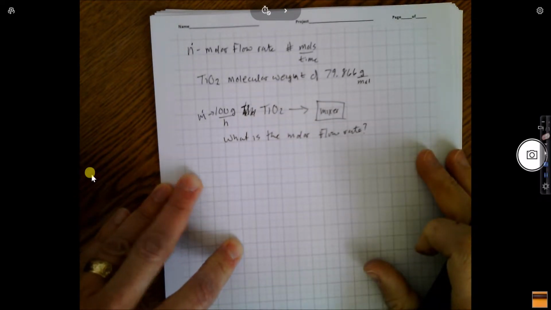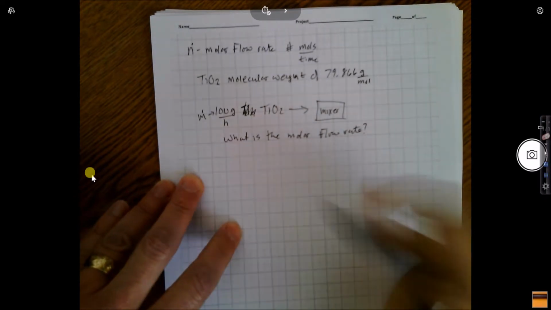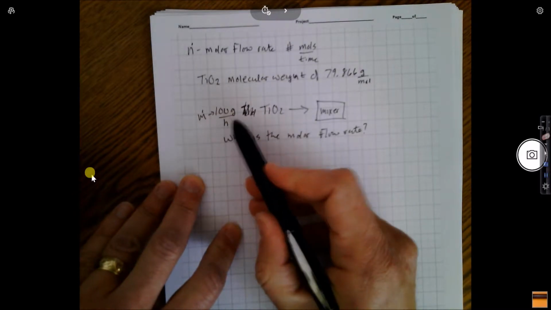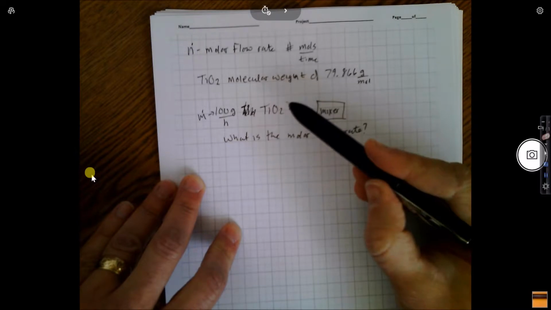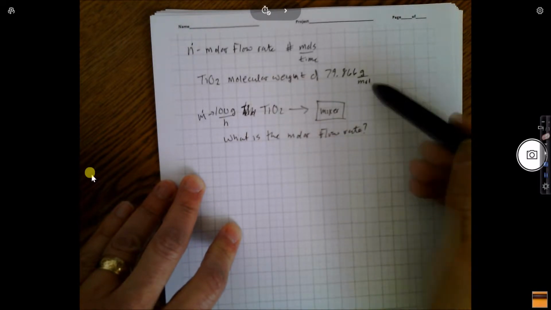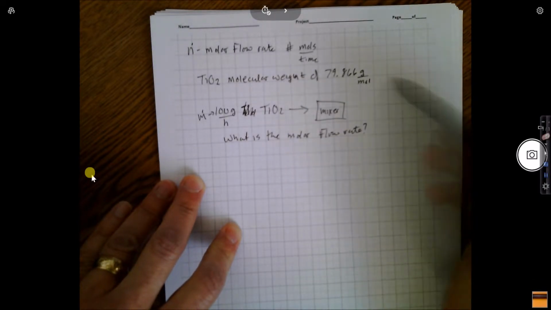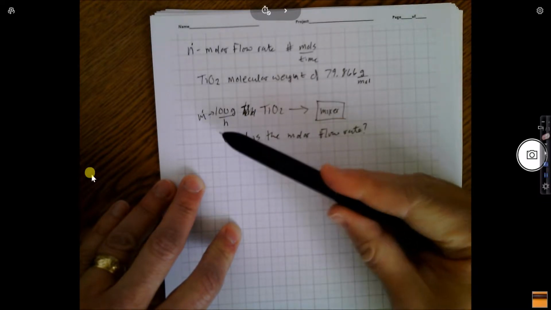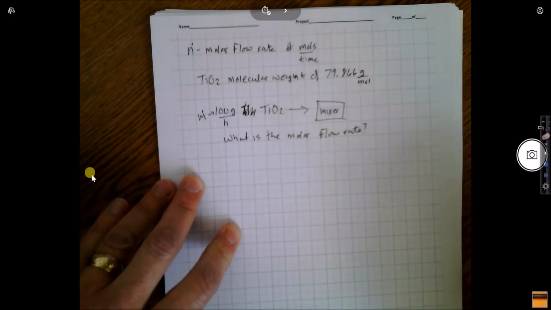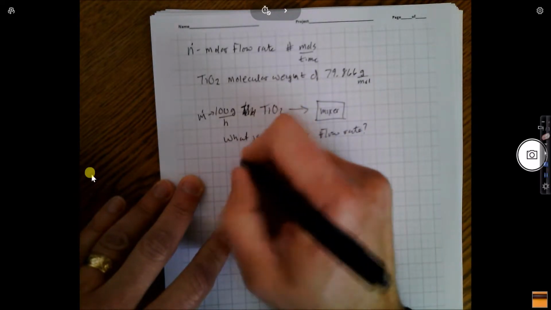Well, we know that mass flow rate is given in terms of mass per time. And we know that molecular weight is given in terms of mass per mole. So we can use molecular weight as a conversion factor to get from mass flow rate to molar flow rate, which is where we want to go. So let's set up our railroad track.